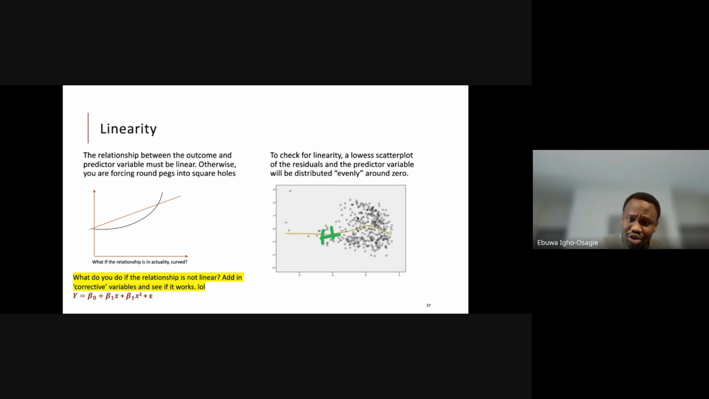So to do your post estimation, you plot a graph, it's called a lowess scatter plot, of your residuals versus your X variable. And you expect your line of best fit, quote unquote, in this lowess scatter plot to be a straight line. Is this a straight line? No. So you can see that linearity is violated.